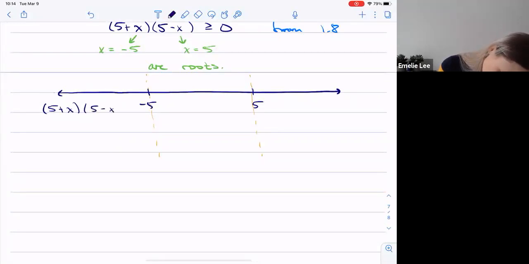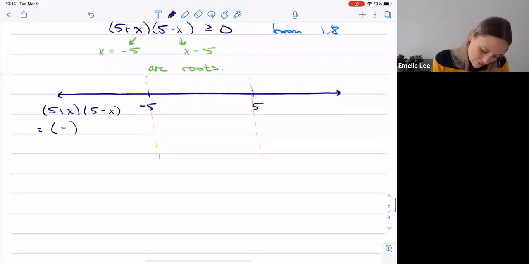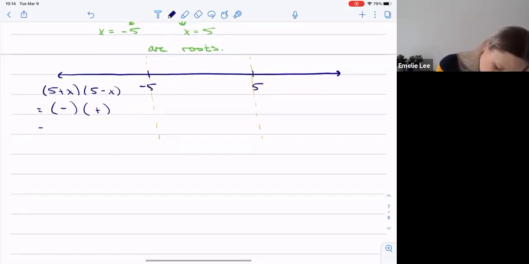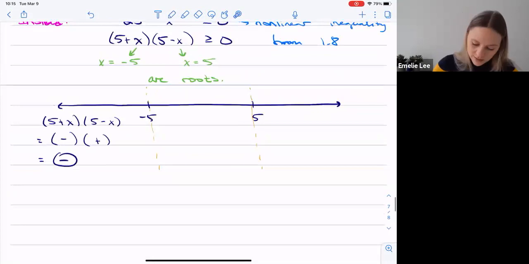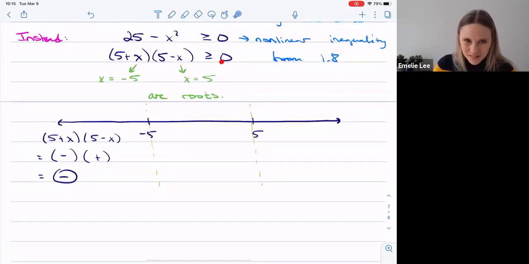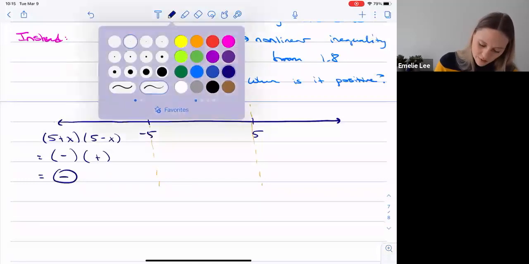And so here, 5 plus x times 5 minus x. Well, if I'm to the left of negative 5, right, so say negative 6, for example, then 5 plus negative 6 would be negative, and 5 minus negative 6 would be positive, right? Which a negative times a positive makes a negative, right? That's not what I want. I want to know, where is this thing positive, right? So here, where is it positive? So then I move on to the next region.